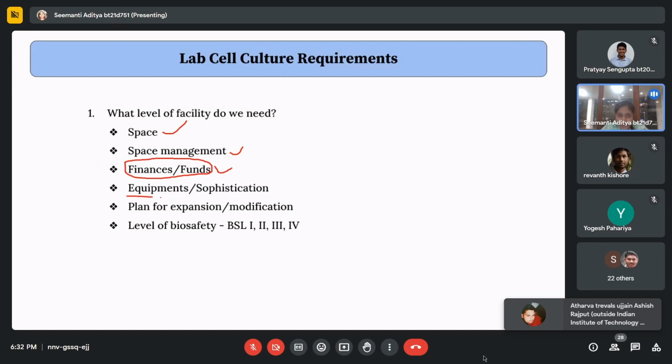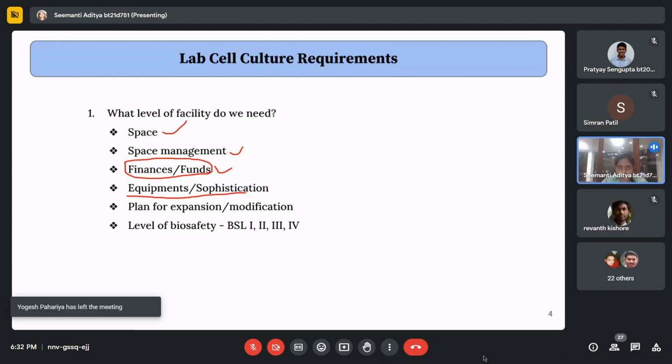Also, what kind of equipment people require, whether they require a vortex, a water bath, or centrifuges. Whatever centrifuge we use inside the cell culture lab is a slow speed centrifuge, just to pellet the cells. But sometimes people require an ultracentrifuge for subcellular fractionation. So depending upon the requirements, people can use different kinds of equipment, and there are higher levels of sophisticated equipment available for cell culture.